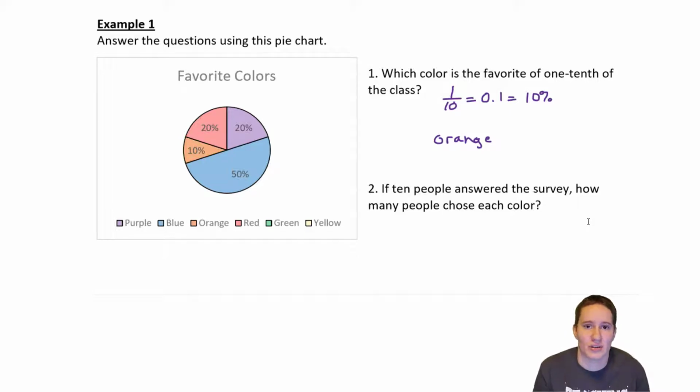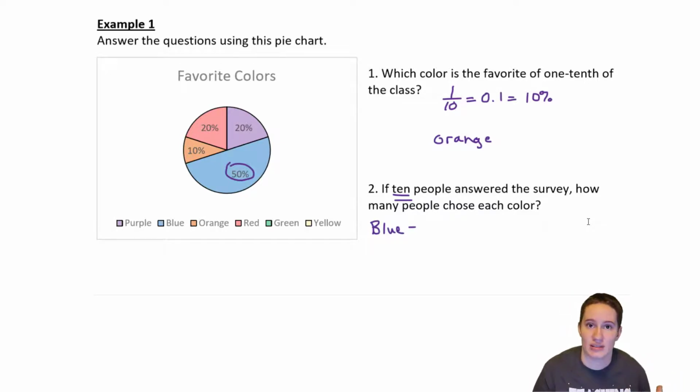Then the other thing we can do is we don't know how many people answered, except that I told you earlier how many people answered, but let's pretend we didn't. They can tell us how many people answered and then expect us to figure out what that means for each category or a specific category. So for 2, it says if 10 people answered the survey, how many people chose each color? Well, let's think about that. If we've got 10 people and 50% of them picked blue, how many people picked blue? Can you figure out 50% of 10?